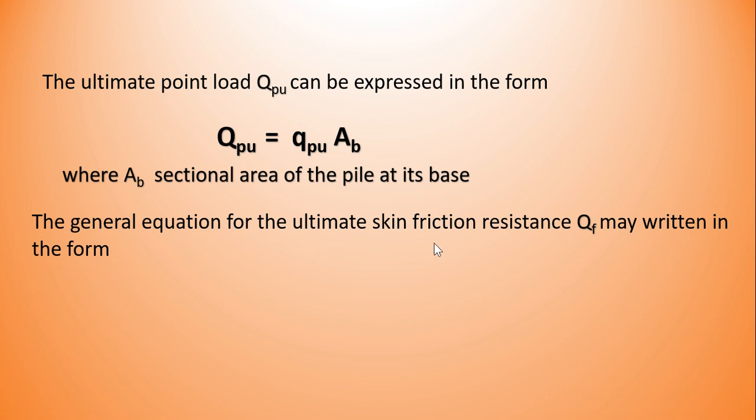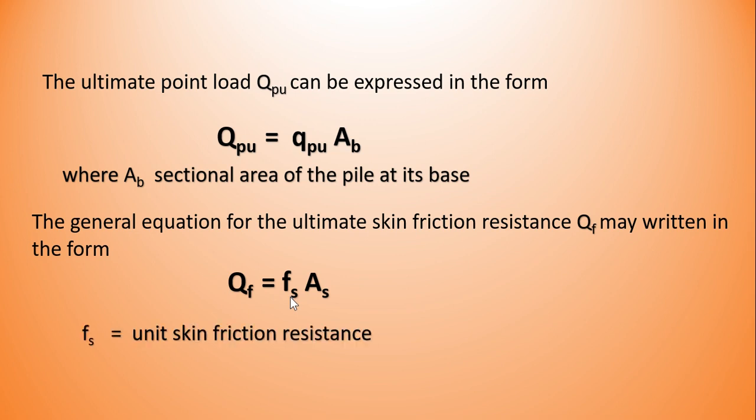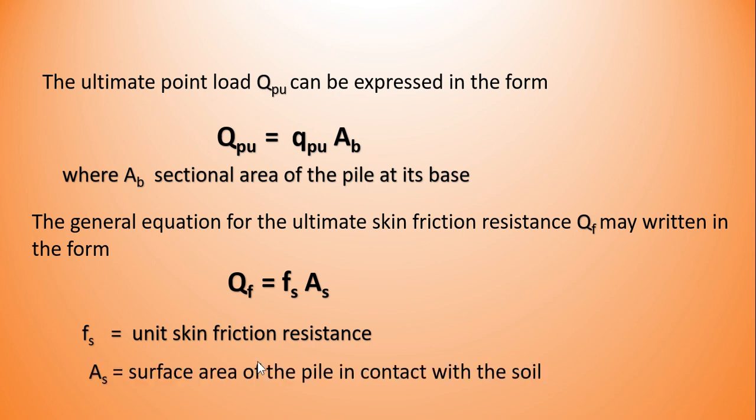The general equation for the ultimate skin friction resistance QF may be written in the form QF is equal to Fs into AS. Fs is the unit skin friction resistance, and AS is the surface area of the pile in contact with the soil. So surface area is the perimeter into length. We will get the surface area. For a circular pile, it will be pi d L.